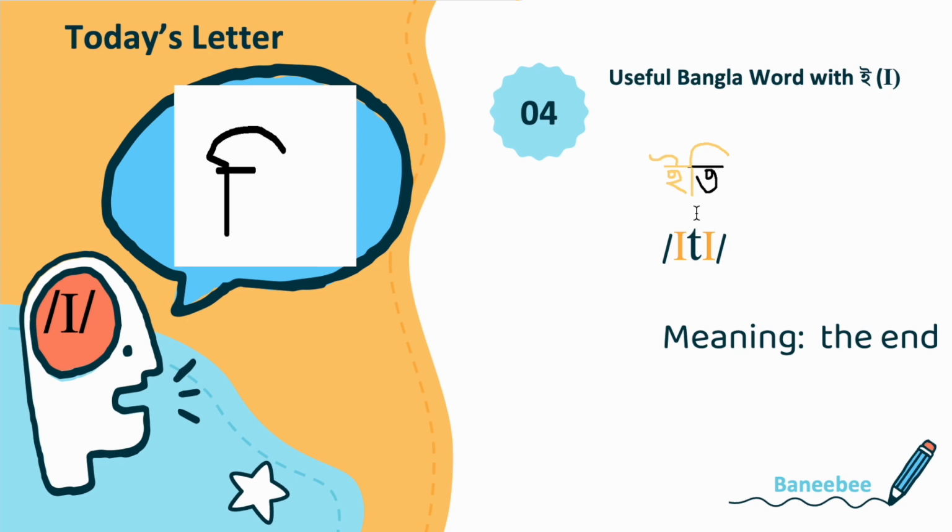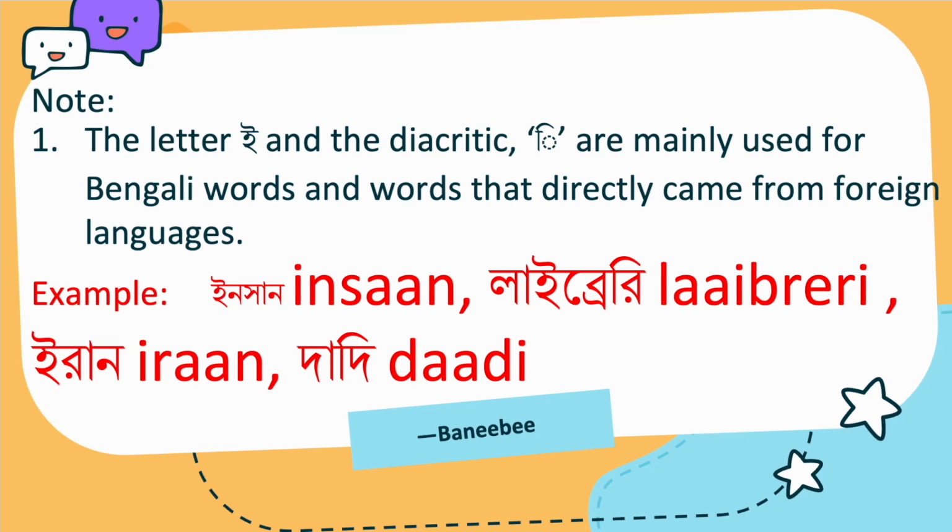Let's have a look at another word and we will understand it better. Like here, iti. So this is the letter E and this is the diacritic E which is connected to the consonant tha. So it is pronounced as iti and the meaning of this word is the end. Iti, iti, iti.